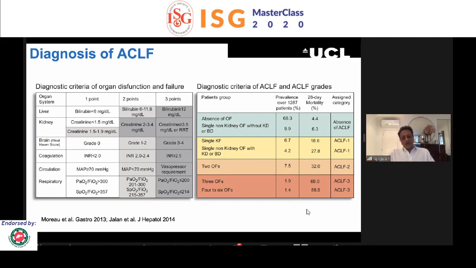You can see here on the right-hand side that the diagnostic criteria for acute on chronic liver failure could be a single kidney organ failure without any liver failure. But in a non-kidney organ failure, you require kidney dysfunction or brain dysfunction.